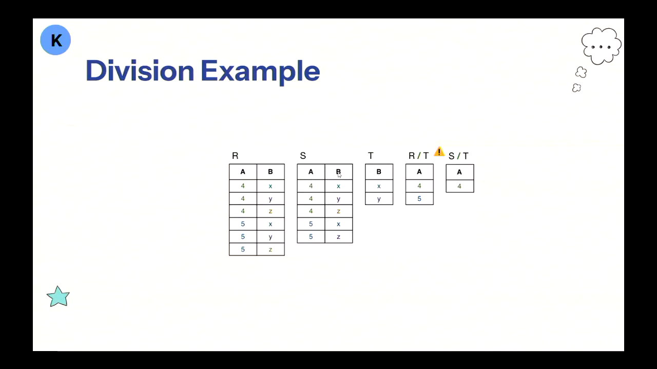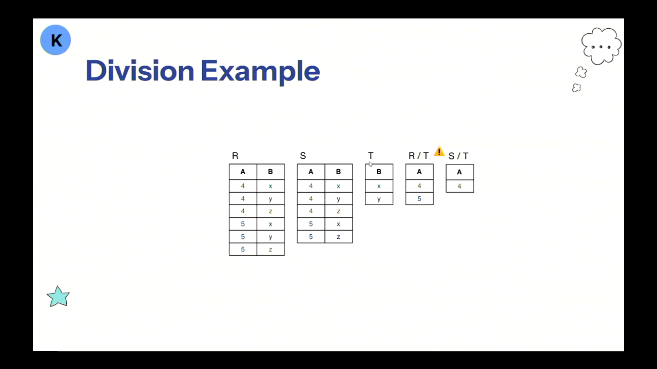But we can't divide T by R or S, because we can't divide a larger table with a smaller table, but we can't divide a smaller table by a larger table. And here is the result of R divided by T. So for T, this is how we do it.